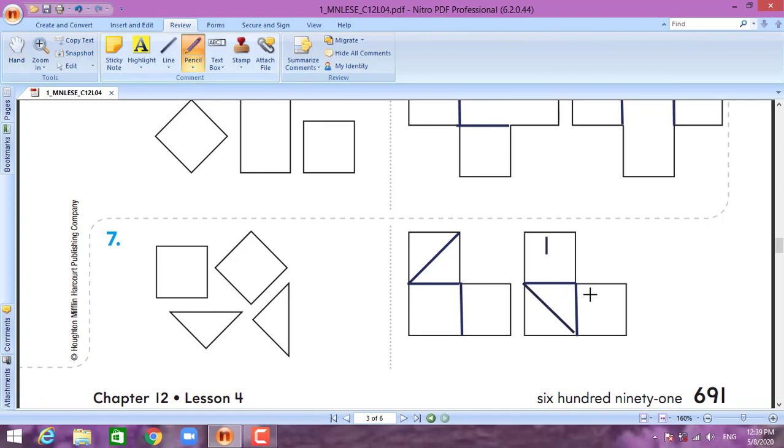One, two squares and two triangles. I can write the numbers here also. This is 1 and 2 triangles. This is 1 and 2 squares.